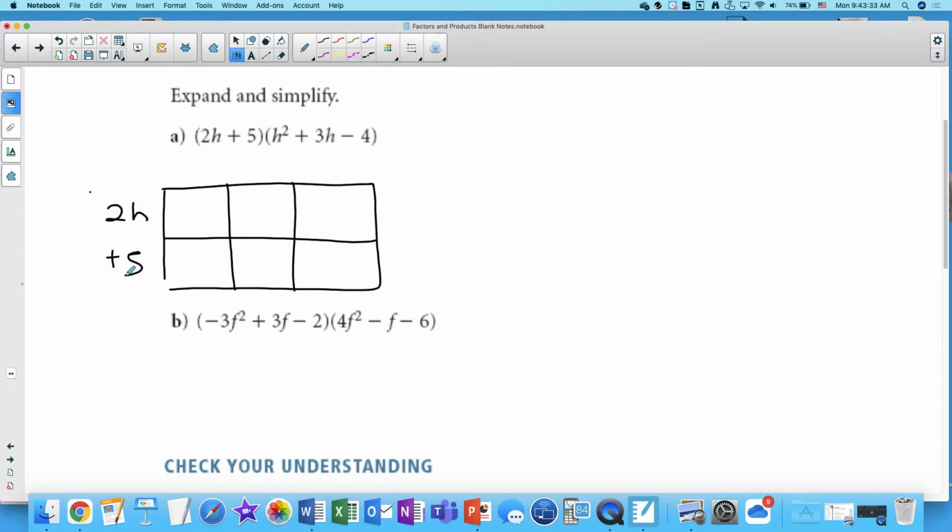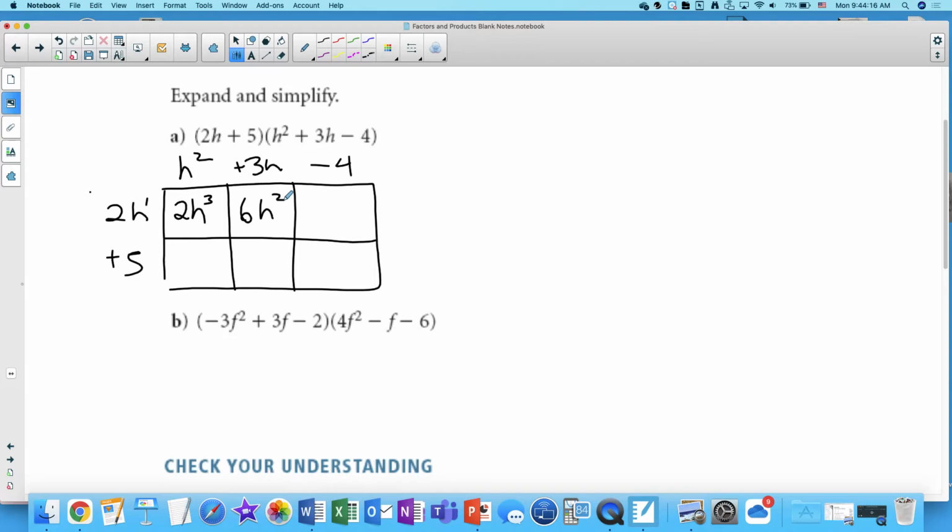Okay? And then I can just go along and put these individual products into each of the little squares. So h squared times 2h is what? 2h cubed, yeah. Right? Because remember, this has a little 1 on it. So here it's like a product rule with exponents. We're adding the exponents. 2h times 3h is 6h squared. Okay. 2h times negative 4 is minus 8h. Good. Okay, and now I'm going to move on to the 5.